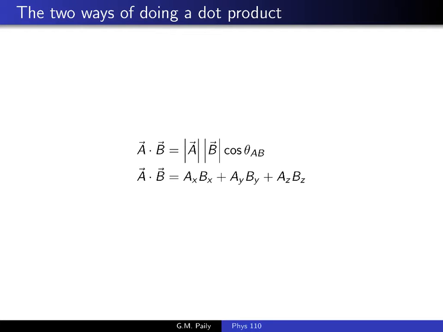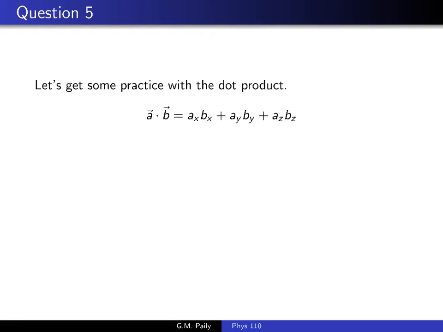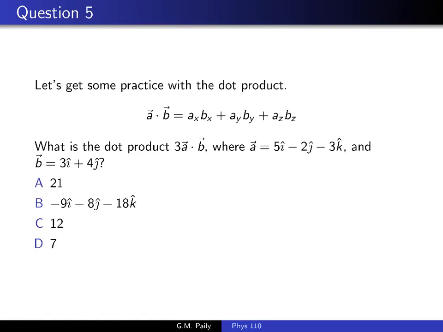To summarize, these are two different ways of calculating the dot product. If you know the magnitudes of the two vectors and the angle between them, it is easier to use this formula. If you are given the two vectors in component form, it is easier to use this formula. Let's get some practice with this new formula for the dot product. Try and find the result of 3a dot b, where a is given by this vector and b by this vector. Pause the video and try and work this out and see which of the answers you get.